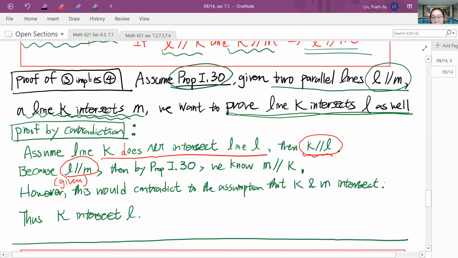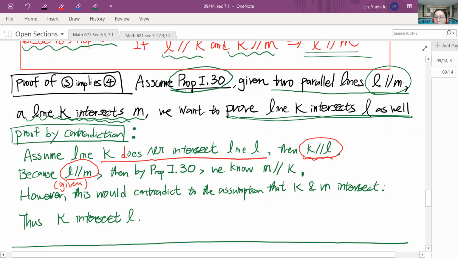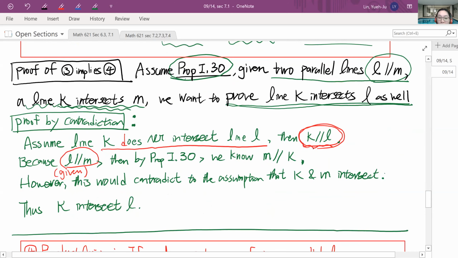Now you can see that both K and M are parallel to the common line L. And that's exactly the statement we want to use for proposition 1.30, right? So let's go back. 1.30 says if you have 2 lines, L and M, parallel to the same line, K, then the other 2 are parallel. So now we have K parallel to L, L parallel to M. Then by proposition 1.30, the statement 3, we know that M should be parallel to K, right?